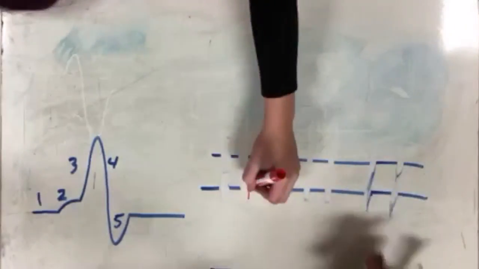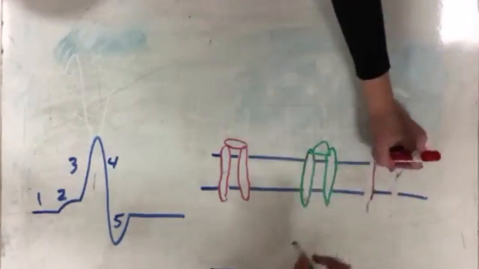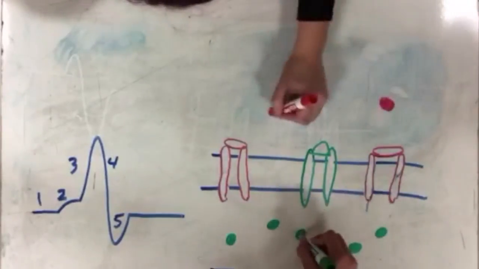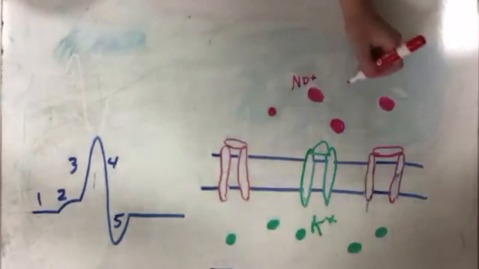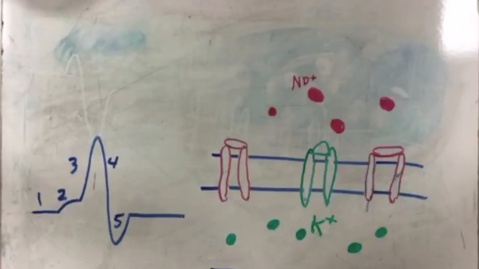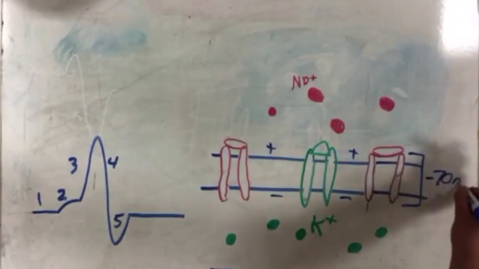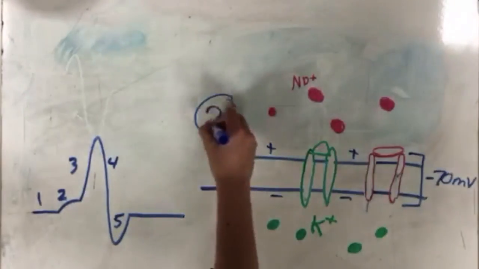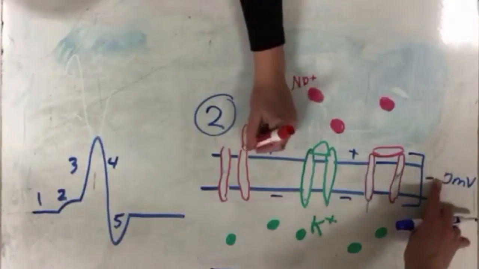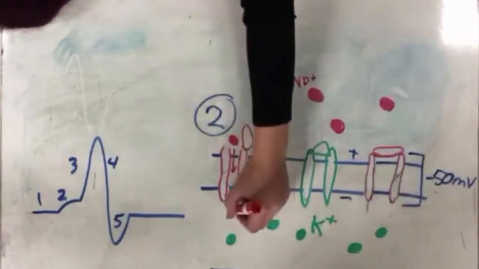At step 1, there is a large concentration of sodium ions outside of the cell and potassium ions inside the cell. The ion channels corresponding to each of these two ions are closed. This allows for a very negative resting membrane potential of a negative 70 millijoules. During step 2, the threshold membrane potential of negative 50 millijoules must be reached before an action potential is triggered.